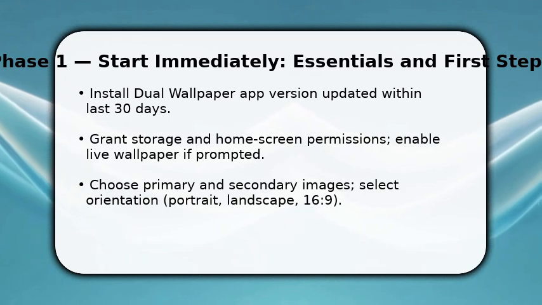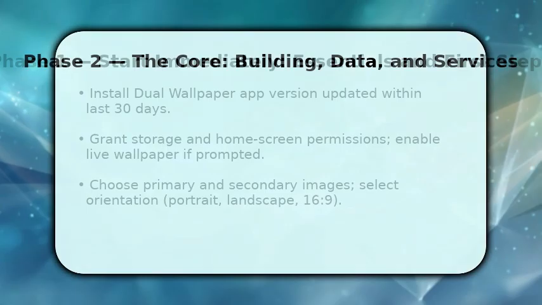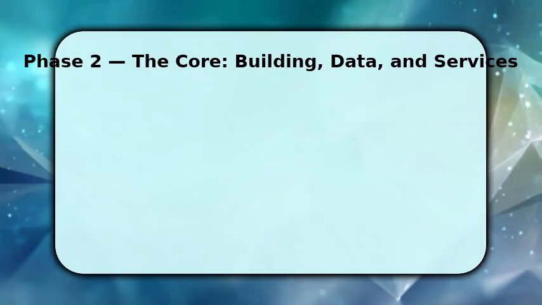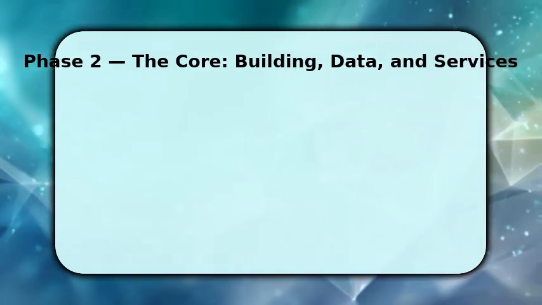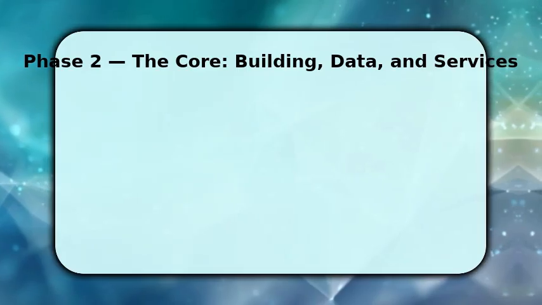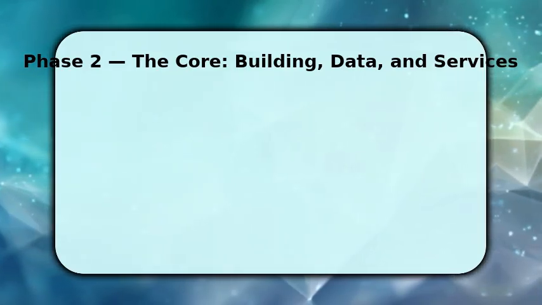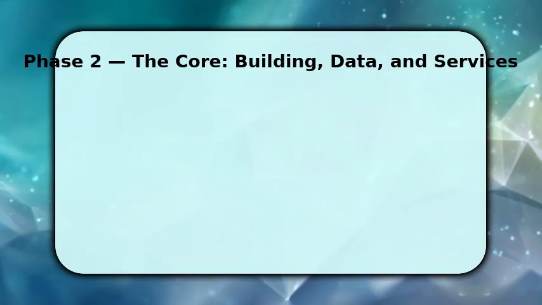Now configure how the 2 wallpapers switch. Choose Swipe for manual control, Timer for automatic changes, or app-triggered actions for context-aware swaps. Once selected, set the duration and crossfade percentage so transitions feel natural, lower % for snappier flips.